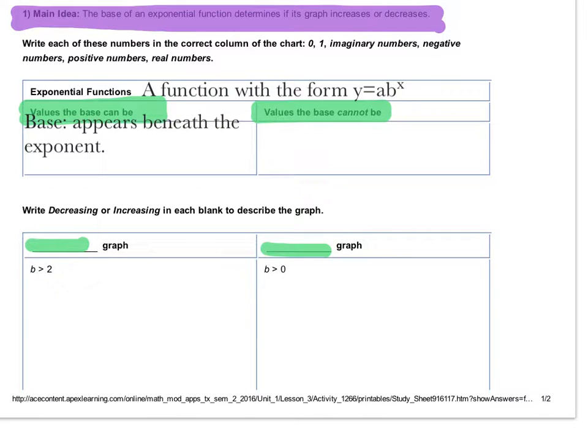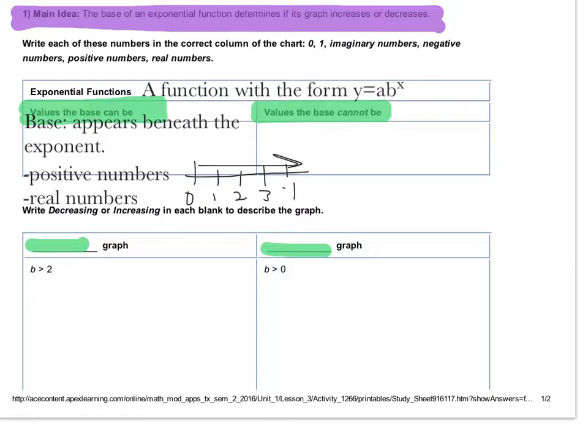Okay, and the base can be any positive number or any real number. Positive numbers could be anything that's on the right side of the y-axis, so think about it as anything from 0 on in that direction. So 1, 2, 3, 4 are positive numbers. But a real number could be rational numbers or irrational numbers. So a real number could be 0.5, or it could be like pi, 3.14. Those are all real numbers.